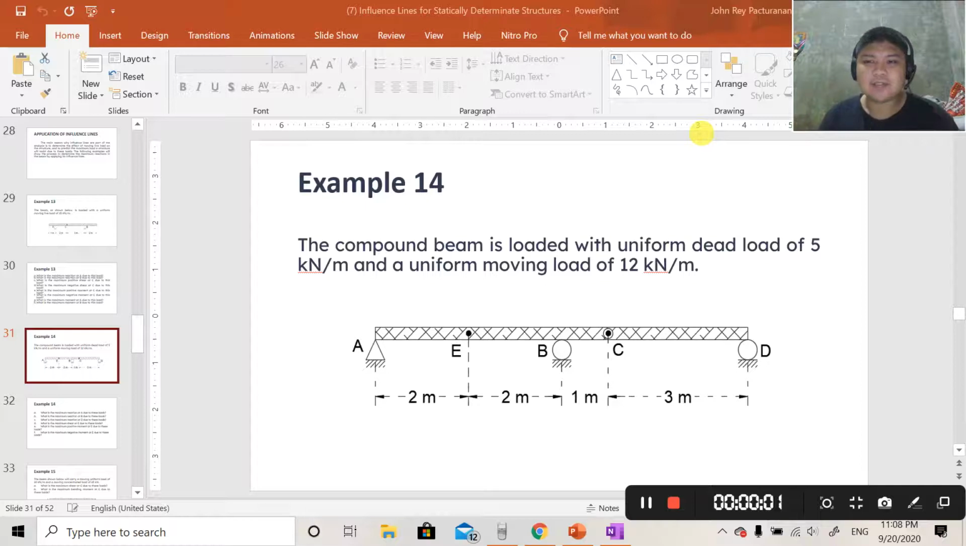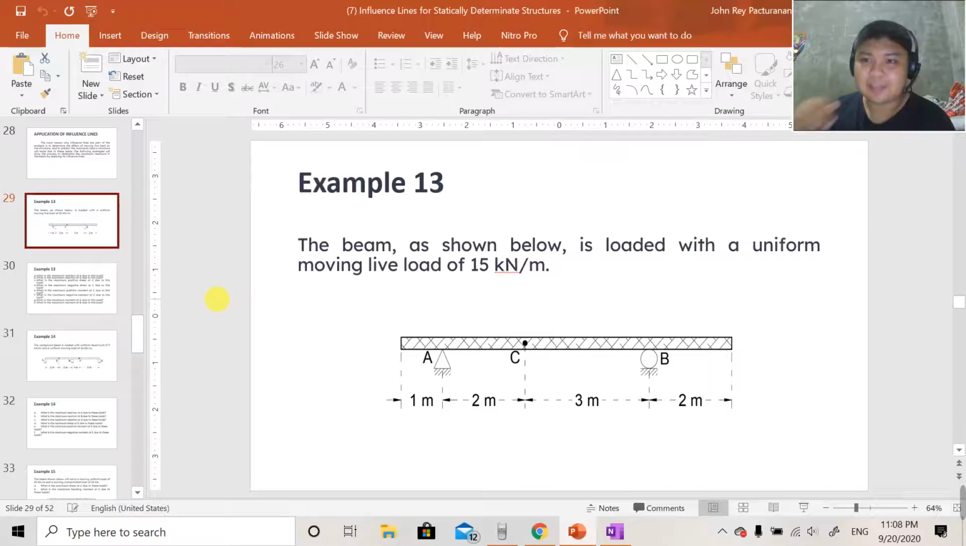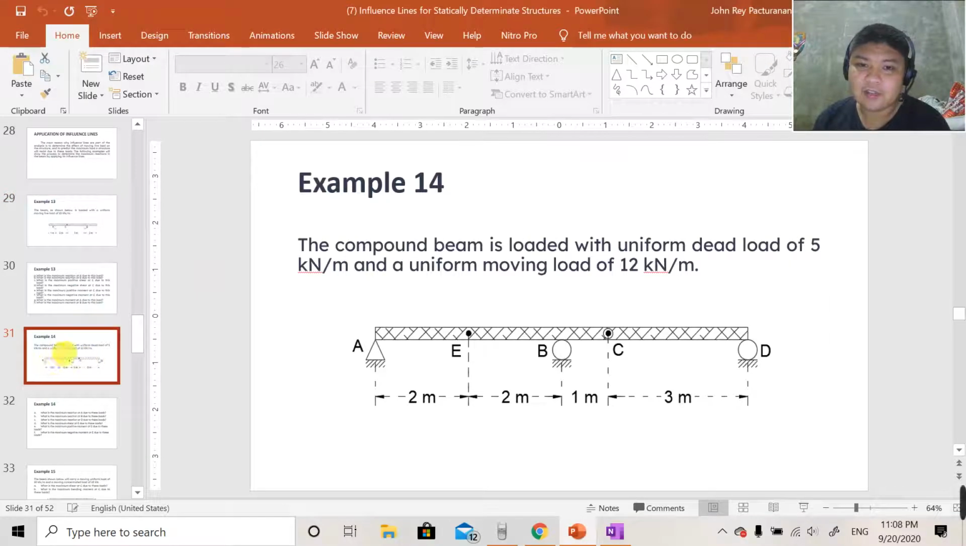Hello class! So this time, this is now the second example sa ating application for the influence line for statically determinate beams. So sa last video nga, na-discuss ko na yung unang example which is itong example number 13, di ba? So you may check that or kung napanood nyo na yan, so pwede na tayo mag-proceed dito sa example number 14. Okay? So sige na no, basahin na lang natin tong problem na to.